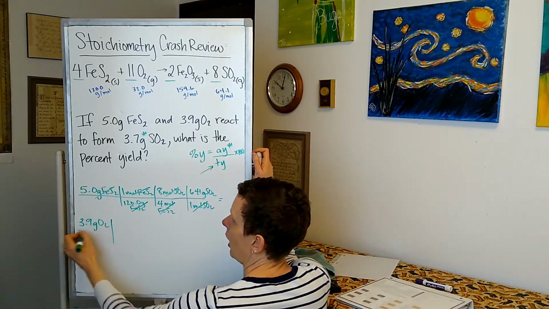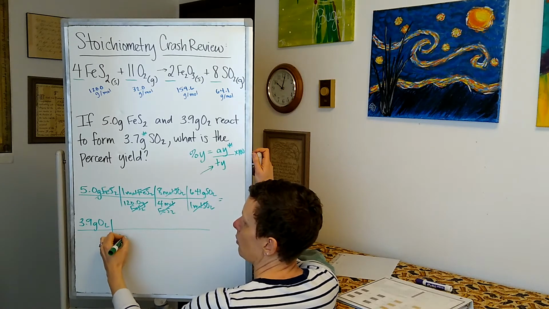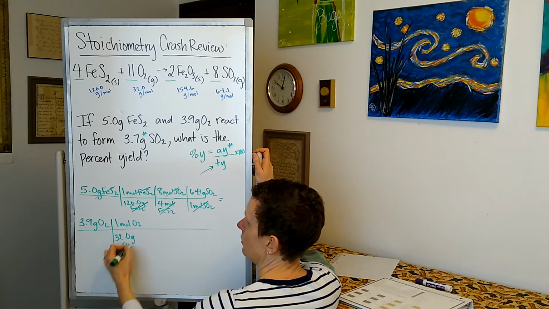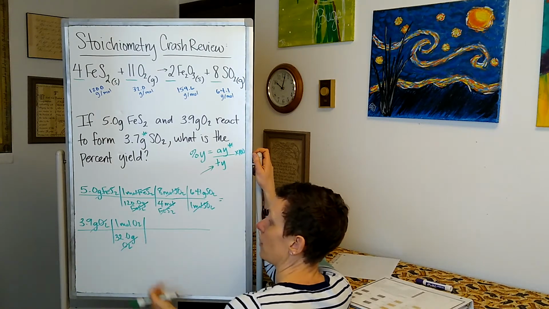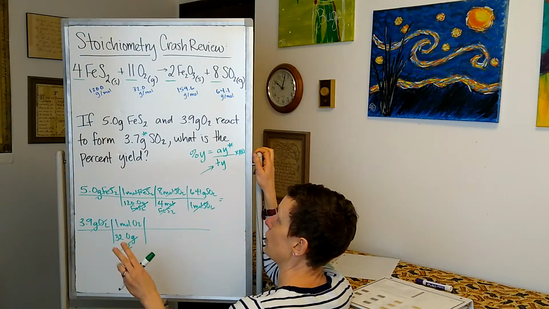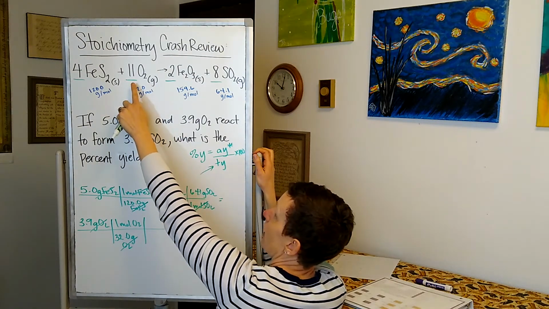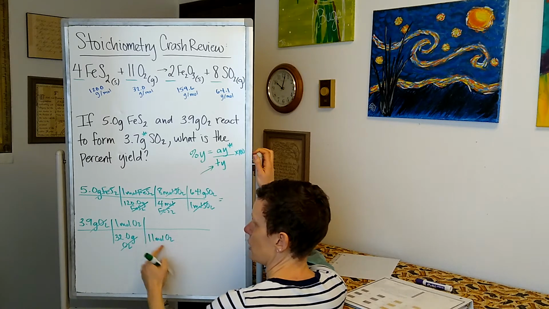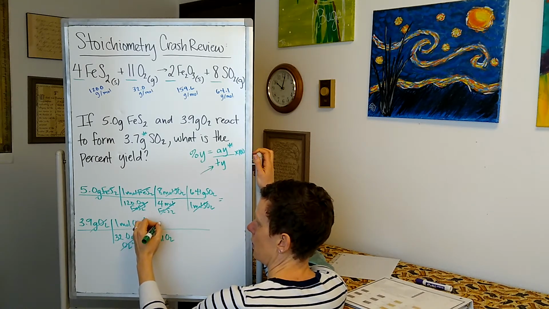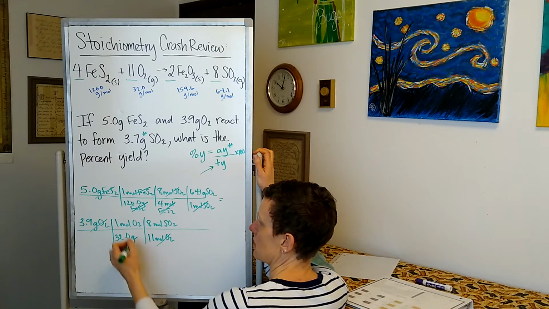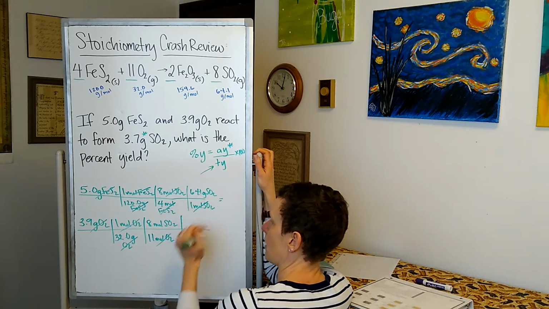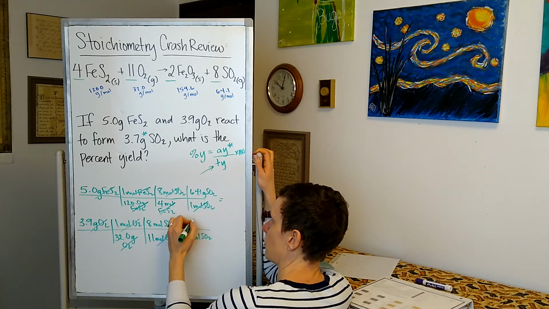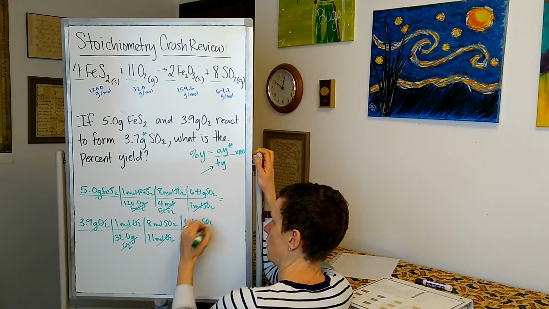Setting this one up the same way, 32.0 grams of O2 is 1 mole of O2. Mole ratio here, again, we're trying to find SO2. So 11 moles of oxygen for every 8 moles of SO2. Oxygen on the bottom to cancel. 8 moles of SO2 on the top because that's our destination. And then the last step will be the same. 1 mole of SO2 for every 64.1 grams of SO2.